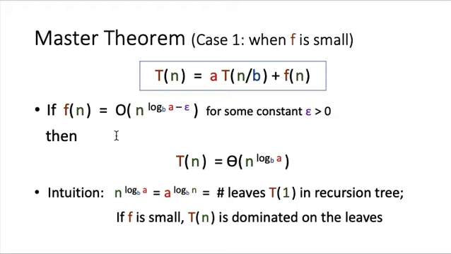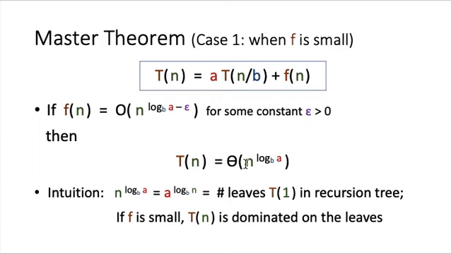So we compare the function Fn with this function n to the power log a base b minus epsilon. If it turns out that Fn is upper bounded, big O, of this one, then T of n is equal to theta. So we will see that this is the tight bound theta of n to the power log a base b. So the intuition here, we will see in the following figure.